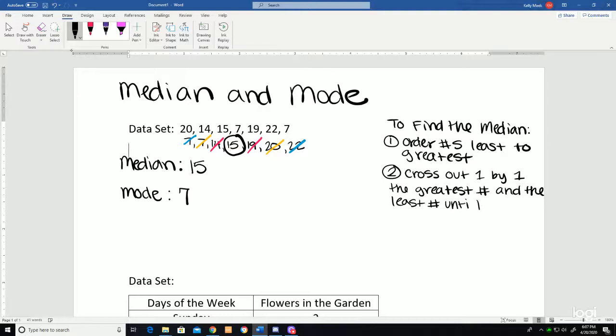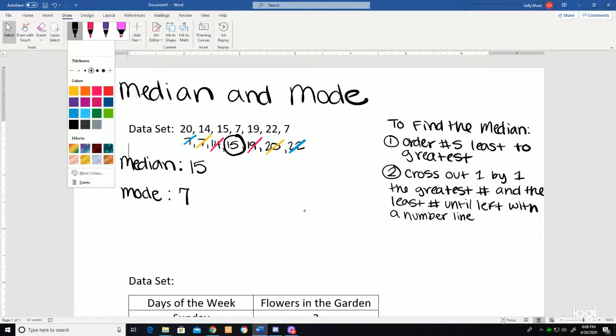Until we're left with a number in the middle. Another way that you can think of this is until we don't have any other numbers to cross out. So cross out one on one side, cross out one on the other side. Keep going back and forth, crossing out those numbers until you can't cross out any more numbers evenly on both sides. All right, and once we do that, we will have our median.